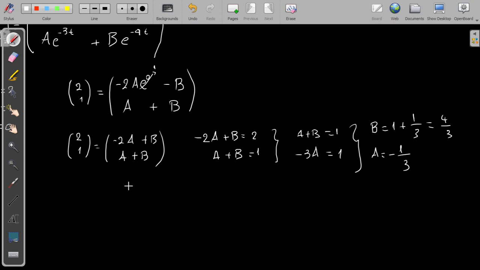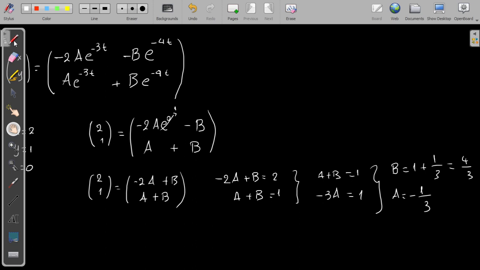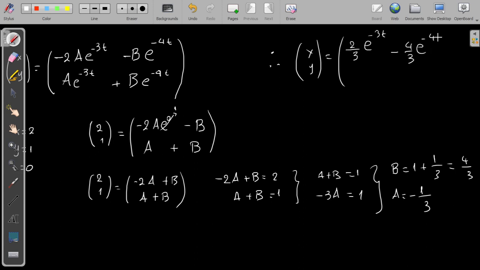So the solution will be, since I found a and b here, therefore x, y should be equal to: a is minus 1 over 3, so 2 over 3 e to the minus 3t, minus 4 over 3, which is b, e to the minus 4t, and the other one 1 minus 1 over 3 e to the minus 3t, and the other one 4 over 3, plus 4 over 3 e to the minus 4t.